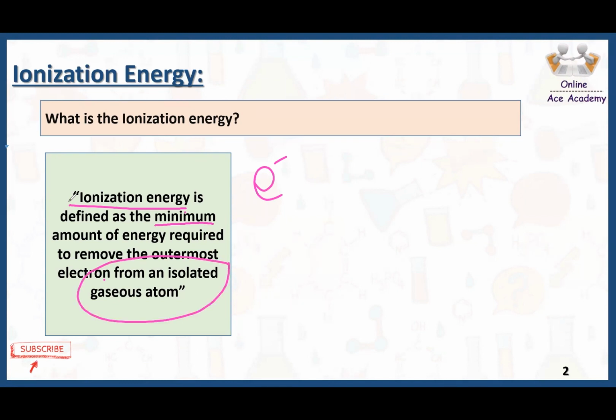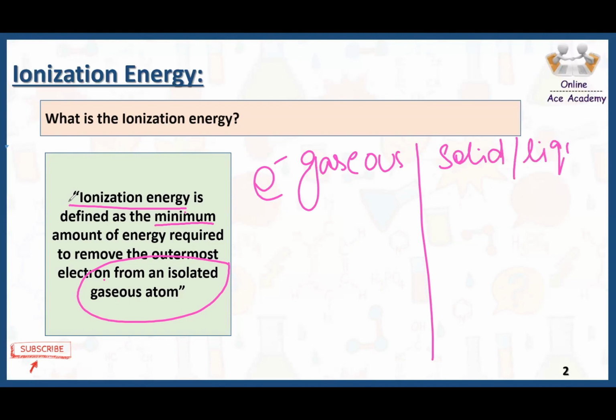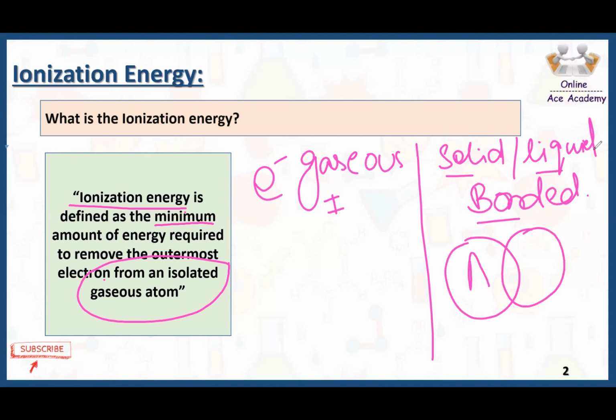Why do they specify that we always need an atom in gaseous form? Here we have the gaseous form and here we have the solid or liquid form. In the solid or liquid form, the atoms are bonded with one another. In the gaseous form, the atoms are isolated. Say, for example, this is atom A and this is atom B. Here we have the bonded electrons, and here we have a gaseous atom, and here we have an electron.